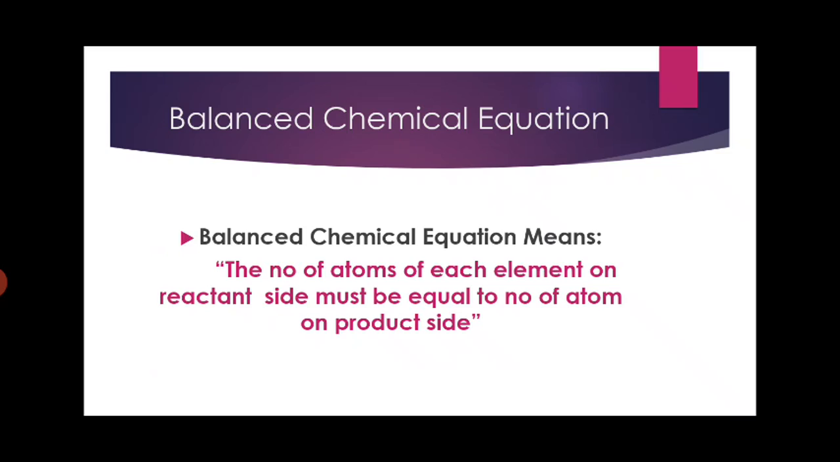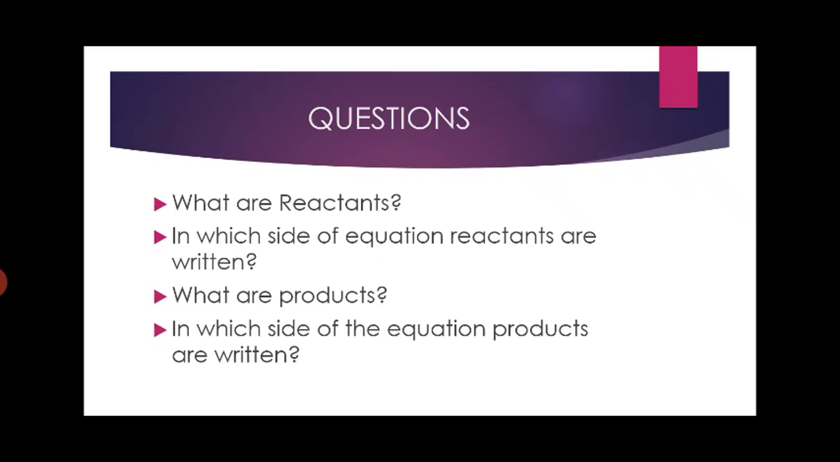But a chemical equation must be balanced. Now, what is a balanced chemical equation? A balanced chemical equation means the number of atoms of each element on the reactant side must be equal to the number of atoms on the product side. In today's lecture, we will learn how to write a chemical equation and how to balance a chemical equation.